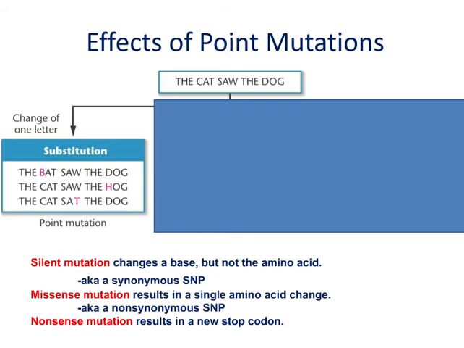Nonsense mutations convert an amino acid codon into a stop codon. The effect is to shorten the resultant protein. Sometimes this has very little effect. However, oftentimes nonsense mutations result in completely non-functional proteins.